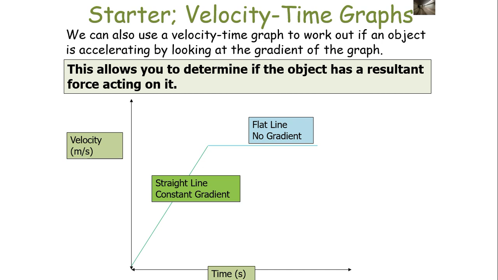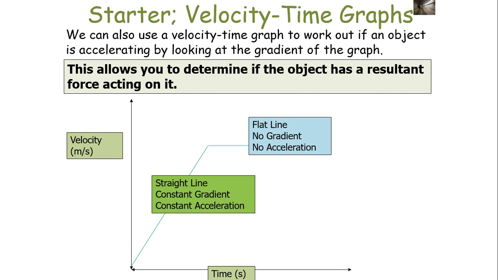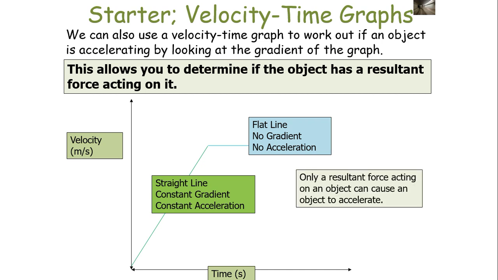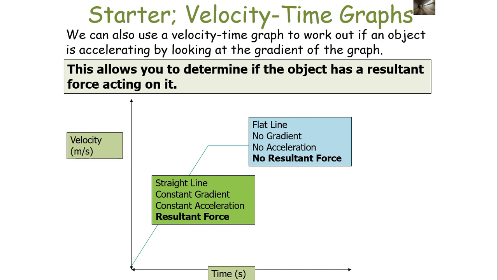Now if you can remember, the gradient of a velocity time graph gives you the acceleration, so therefore that tells us in the straight line section when you've got a constant gradient you've also got a constant acceleration. But in the flat line section you have no gradient, so you have no acceleration. Now we learned this previously, but the only thing that could produce an acceleration is a resultant force. So this tells us that there must be a resultant force in this straight line green section, whilst in this flat line blue section there's no resultant force acting on the object.